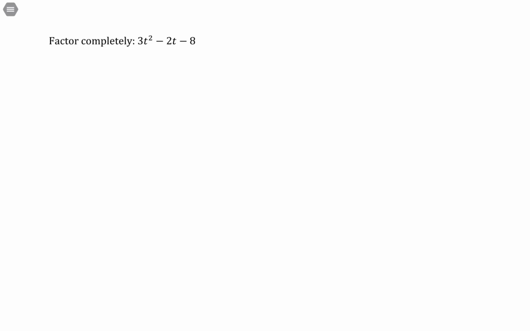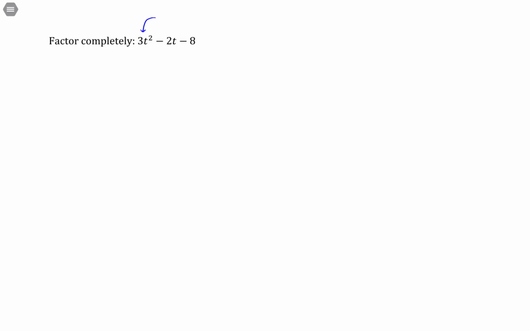Factor completely. 3t squared minus 2t minus 8. So things get a little bit more complex when you're factoring if you have a leading term coefficient. So if this is not equal to 1, everything gets a little bit more complicated. There's lots of different ways of handling this problem.